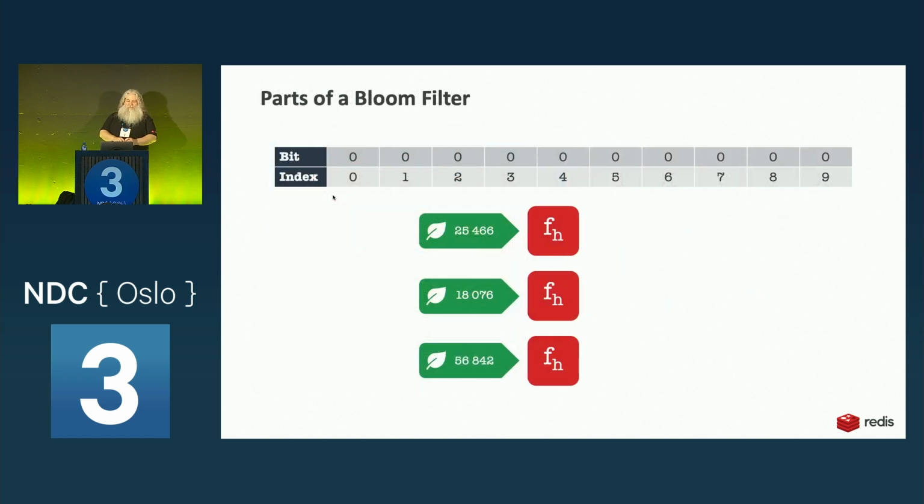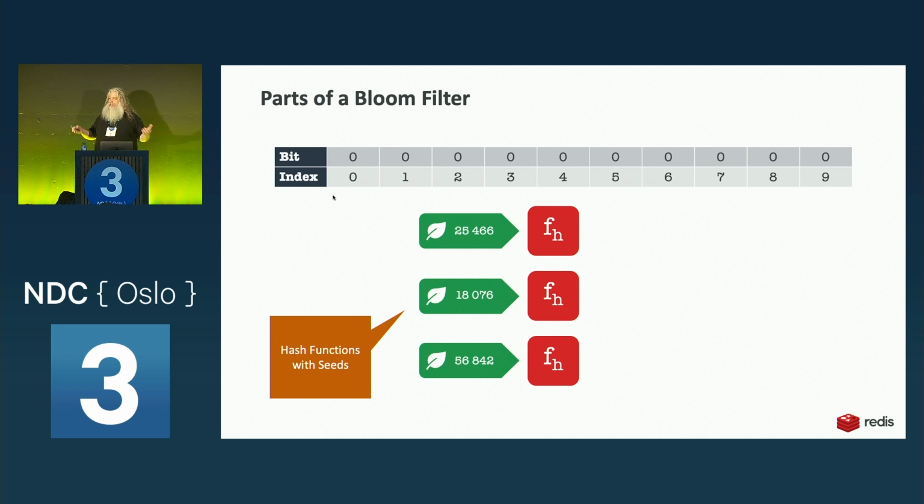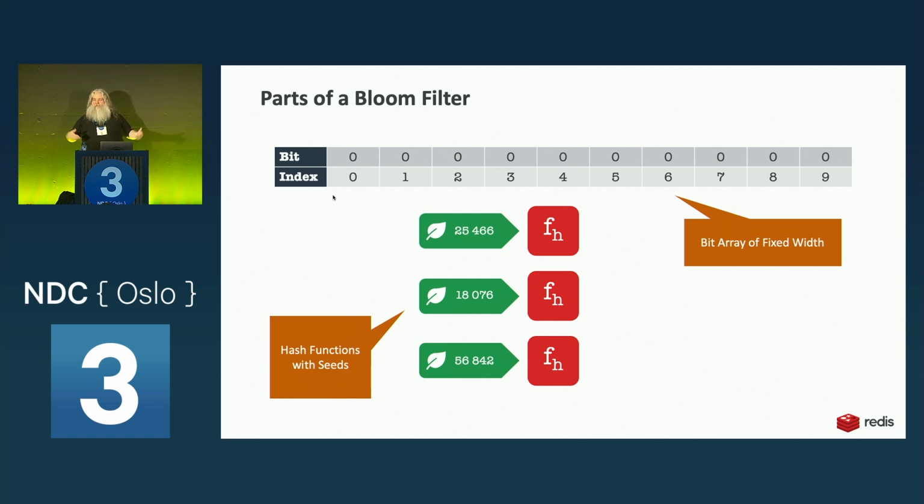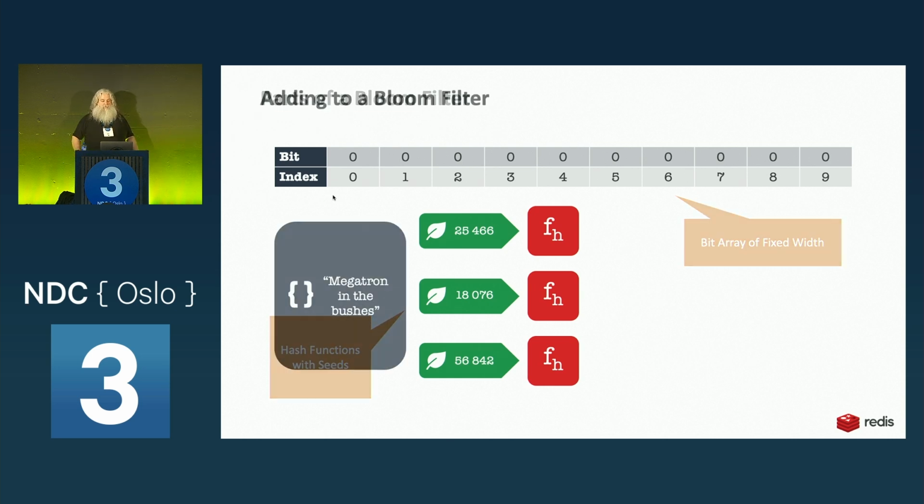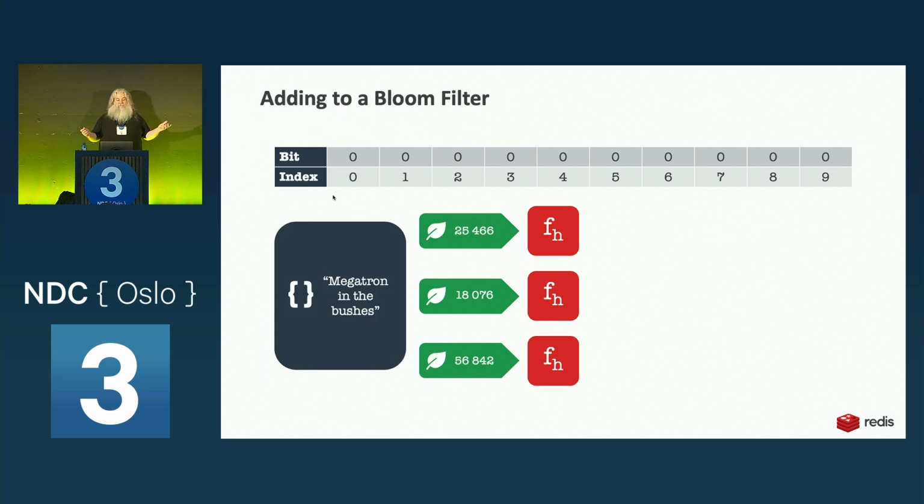Here's how they work. For a Bloom filter, you've got some hashing functions, and those hashing functions have numeric seeds so that they spit out different values. And you've got a bit array of a fixed width. I actually implemented this in JavaScript, and I used a Boolean array, which is stupidly inefficient. If you were doing this in C, you would just have a block of memory and you'd be using bit shifting and stuff. But conceptually, you have a bit array of all zeros. It starts out empty, all zeros, and you can add things to it.